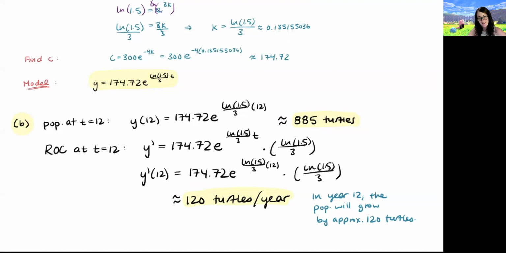Okay, so here is an example with how to find an exponential model. In the next example, we will do this again and also find another rate of change, but it will be in a slightly different context. So tune into that and I'll see you then.